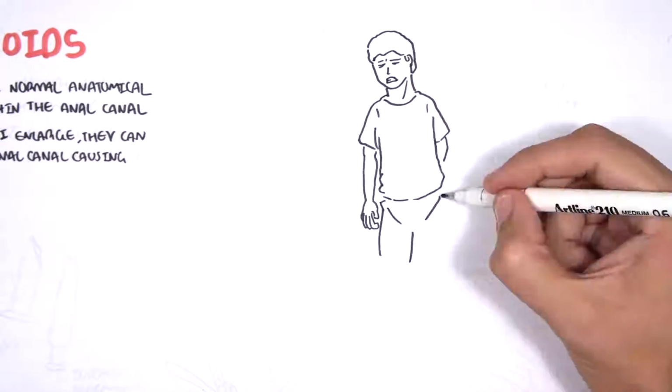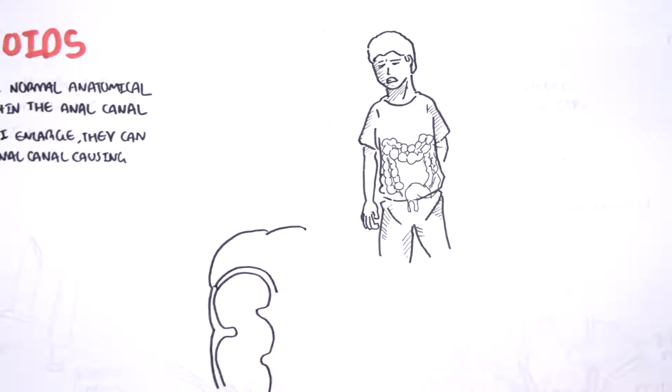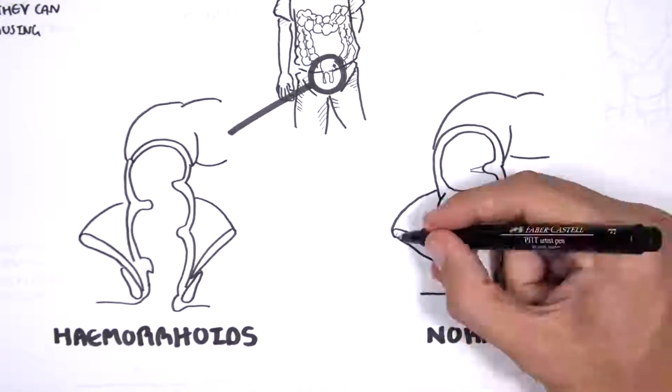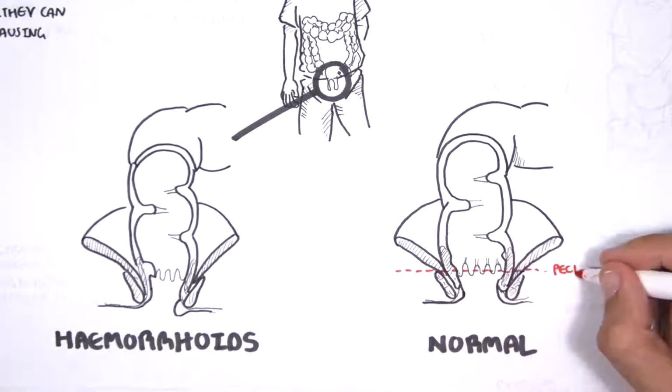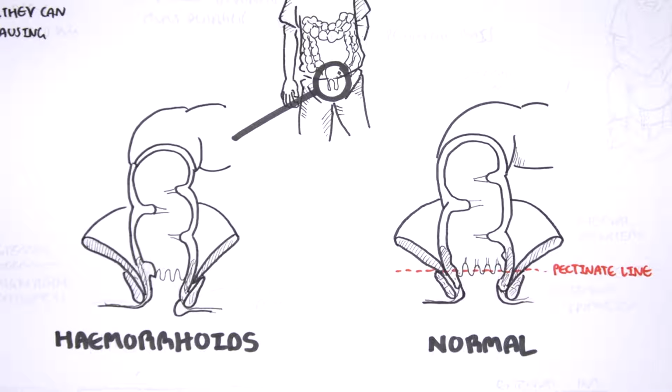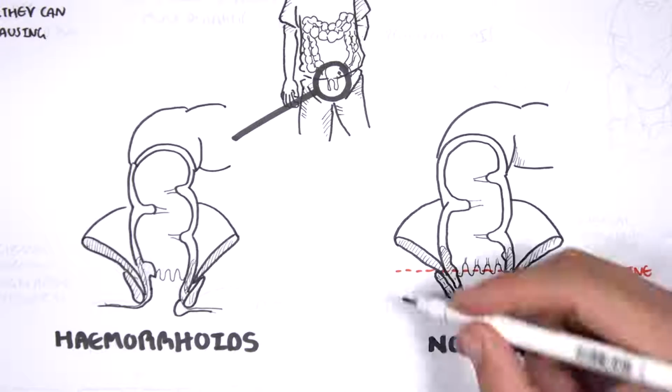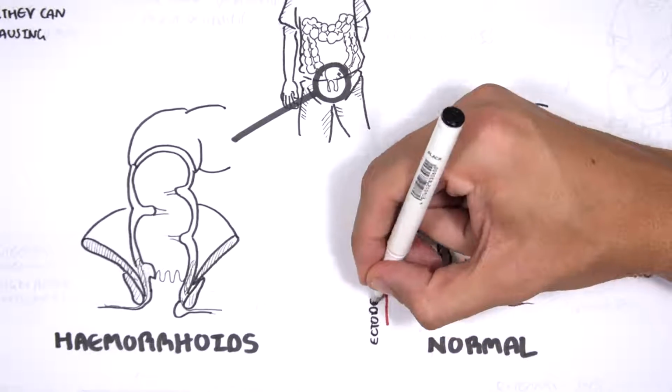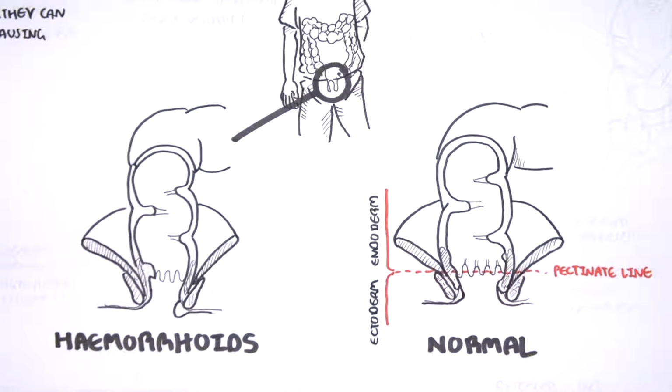Now, let's compare the normal with the abnormal. We need to review the anatomy. So the pectinate line, also known as the dentate line, is a clinically important landmark due to the fact that it is visible and approximates the level of certain anatomical changes. And these changes I'm talking about are embryological in origin. So anything above the pectinate line we say is endoderm in origin, and anything below the pectinate line is ectoderm in origin. And why does this matter?